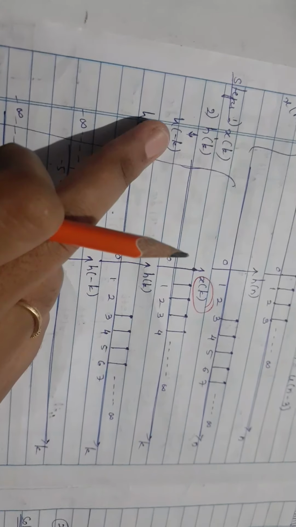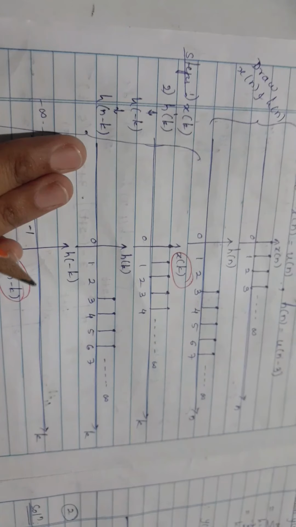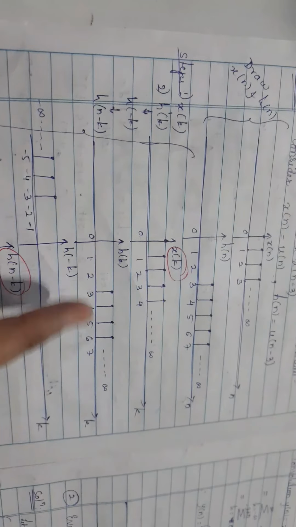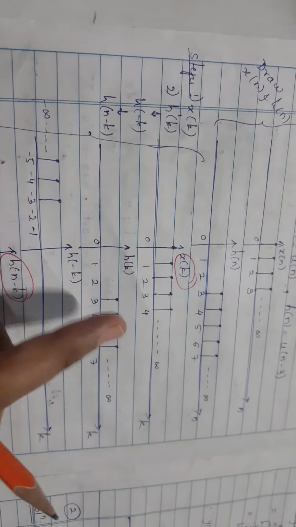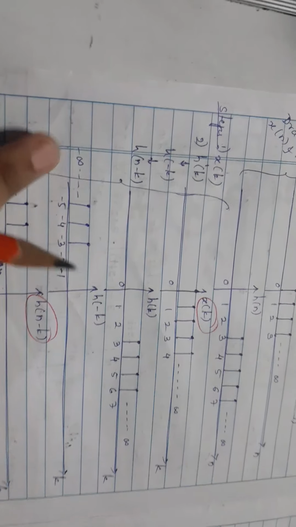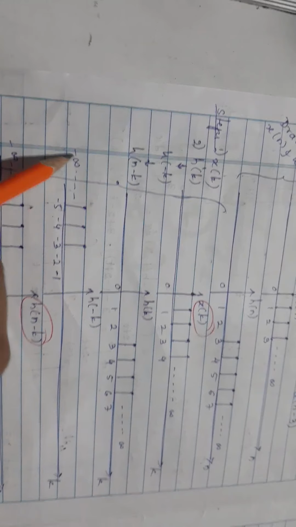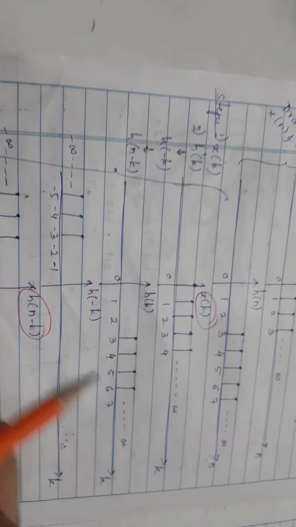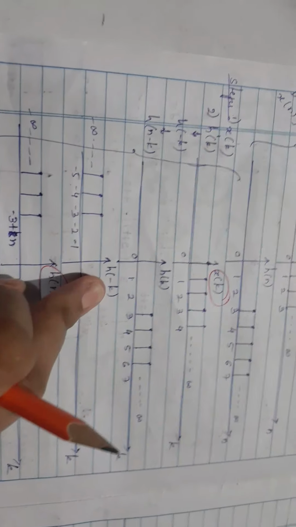After h of k, we need to go for h of minus k. Take its reflection. If you flip the signal on the left hand side, the signal which is at 3 will now be at minus 3. At 4, now it is at minus 4. So simply flipping the signal on the left hand side, the signal looks like this. The reflection of h of k will be from minus infinity up to minus 3. It is just the reflection of the signal, flipping. Okay, h of minus k.